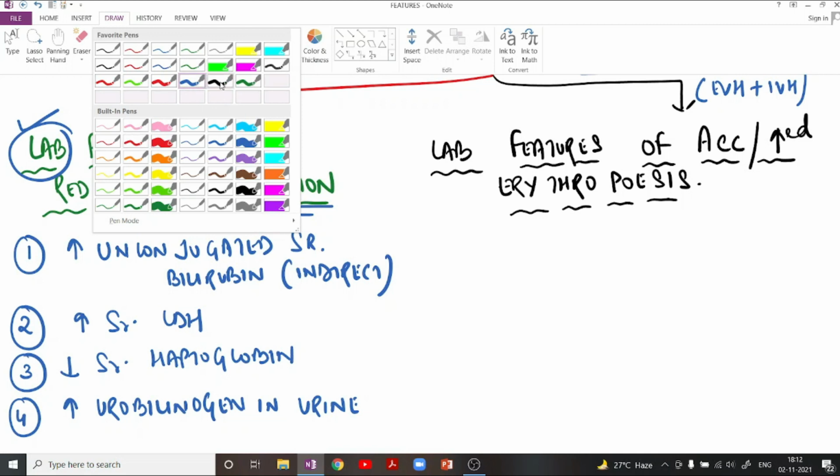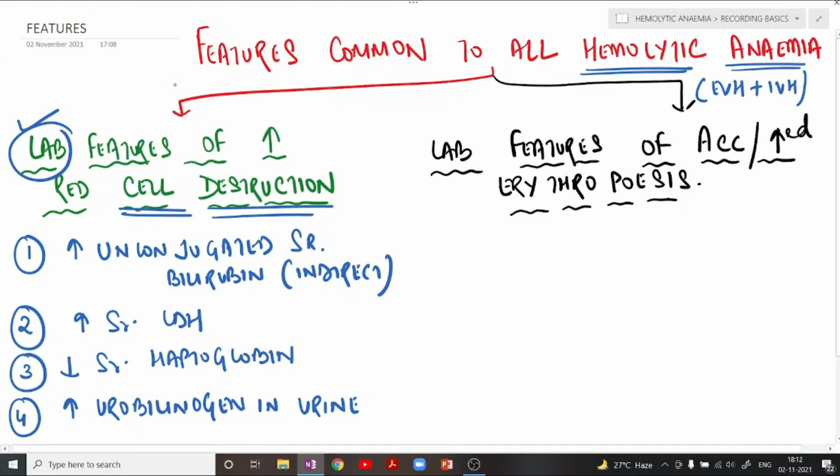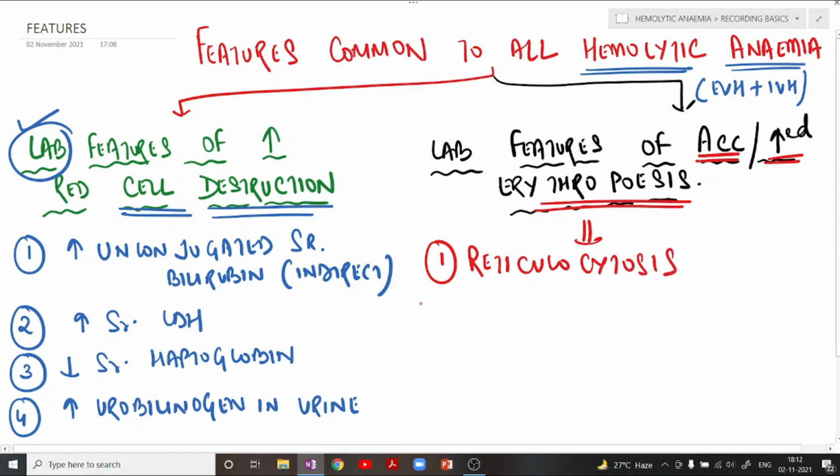erythropoiesis. Let us see. What are the features of excessive erythropoiesis? Laboratory features of accelerated or increased RBC synthesis, or erythropoiesis. Number one parameter: there will be increased retic count, called reticulocytosis. Number two feature, very important: in the peripheral blood smear, you are going to see polychromasia. What is polychromasia?